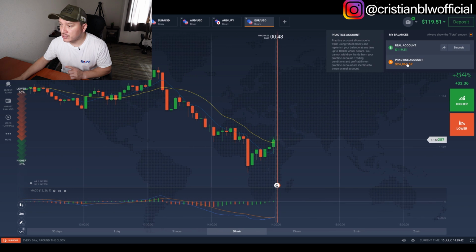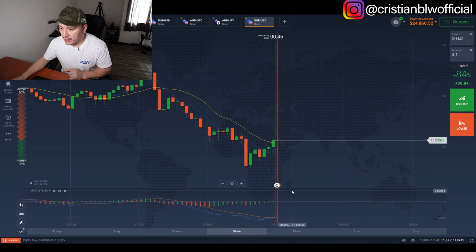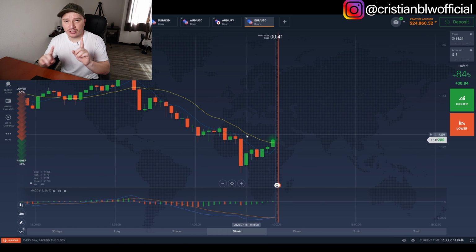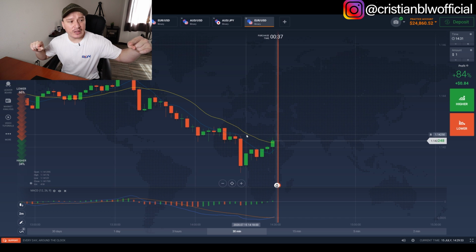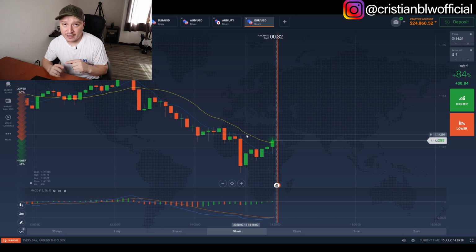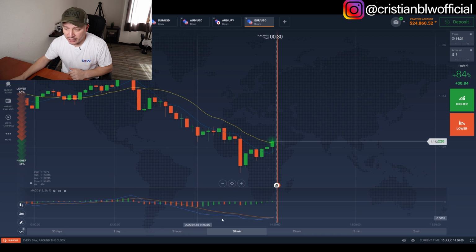Let me change to demo because I'm going to place a trade. Take a look at this. If you notice, the MACD has two lines, one blue line and one red line. The red line is a little bit more stable, and the blue line is always going across the red line. And this is in the MACD right here.